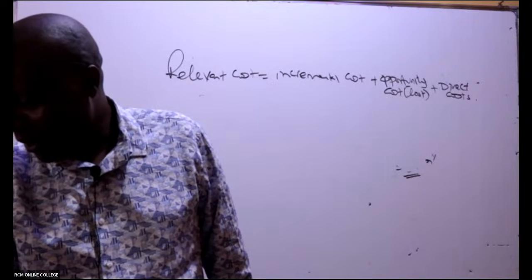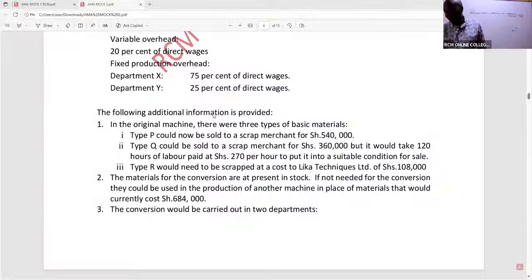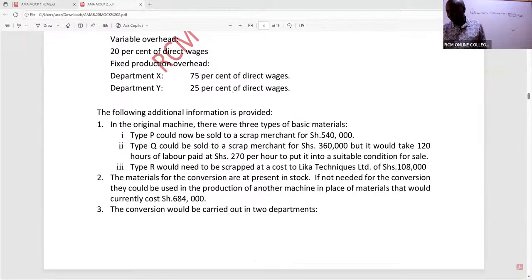All right. So then, ladies and gentlemen, this is what we have here. We start with these statements. I don't start with this table. Start with these statements to identify which one is relevant and which one is not relevant. So you write a big title there, relevant cost.